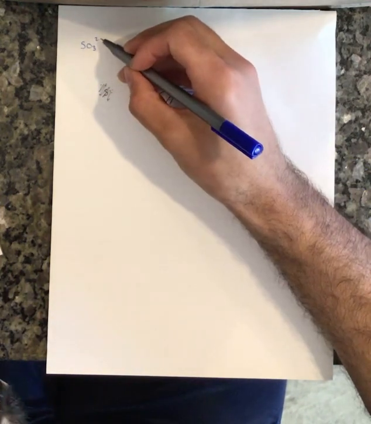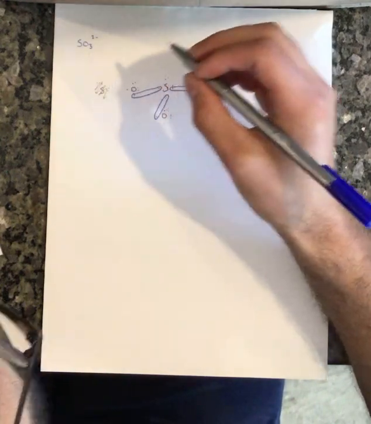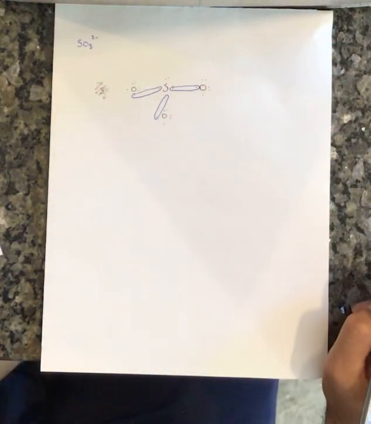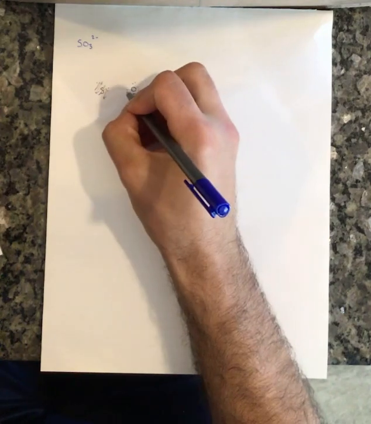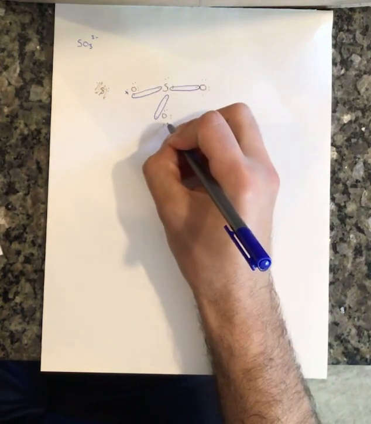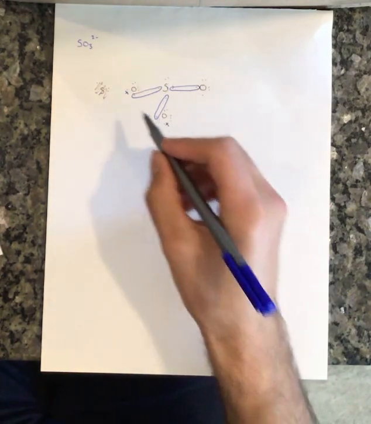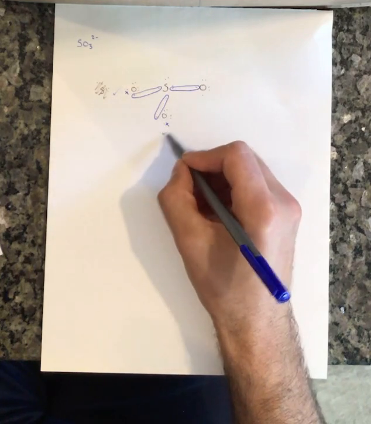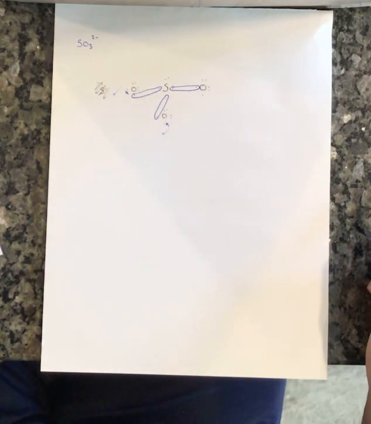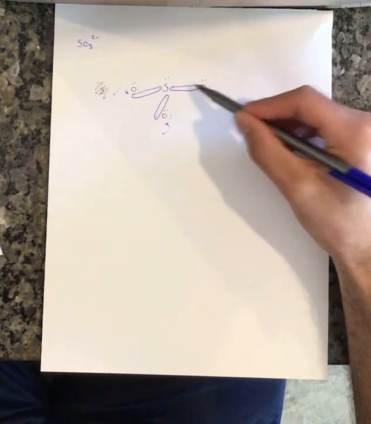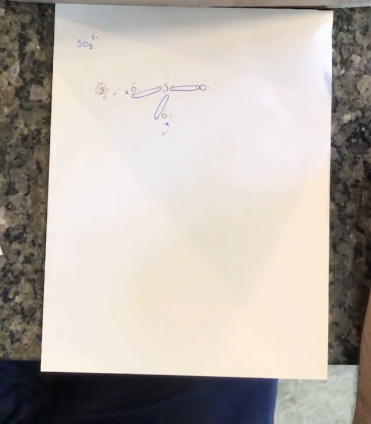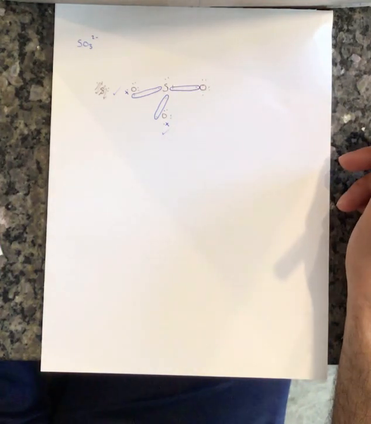Sulfite has a 2 negative charge. So that means I can add 2 electrons. Now I'm going to add the first one over here, and I'm going to add the second one over there. Now this oxygen's happy and this oxygen's happy. But these 2 aren't. So what can I do?